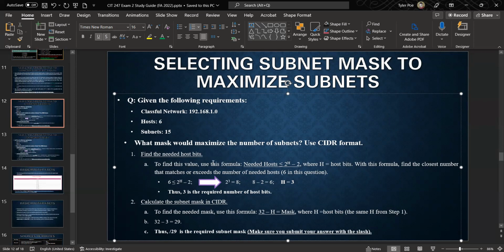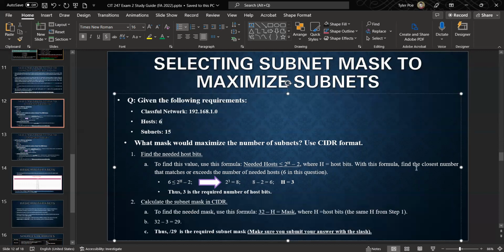To define this value, in our case for this example the number of host bits, we would use this formula. So needed host bits is less than or equal to 2 to the power of h minus 2, where h is host bits. In other words, the answer we're going to receive is not going to equal 6. It's likely going to be a little bigger than 6. It might equal it, it may not. Well, we'll see.